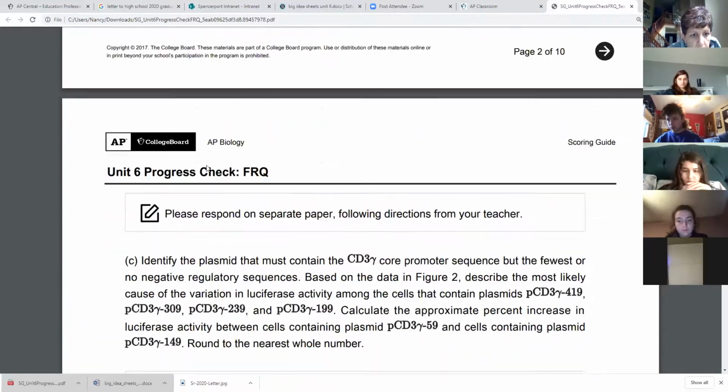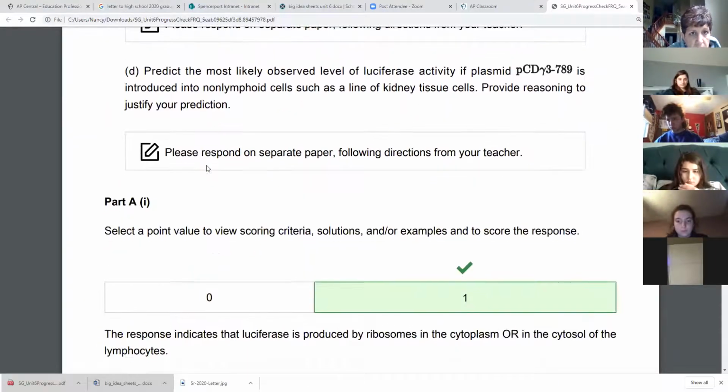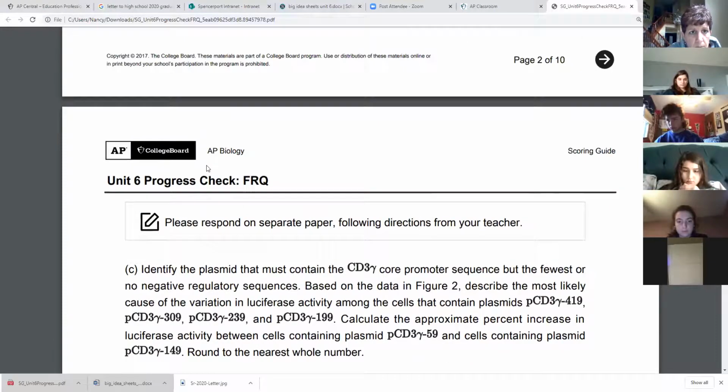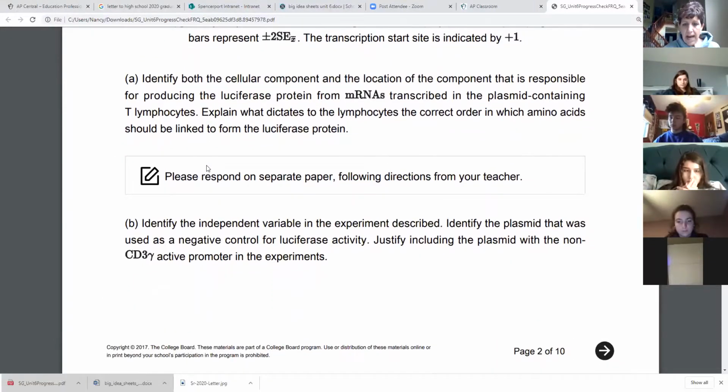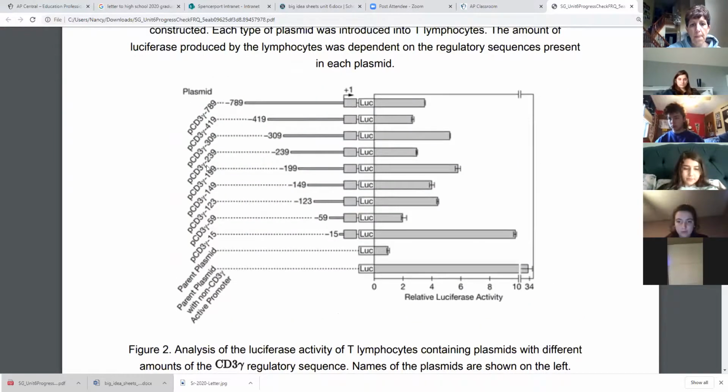All right, let me go back to the question. Identify the plasmid that was used as a negative control for luciferase activity. Justify including the plasmid with the, not justify, oh wait, sorry, one at a time. So the independent variable was the amount of regulatory sequences included. Identify the plasmid that was used as a negative control.